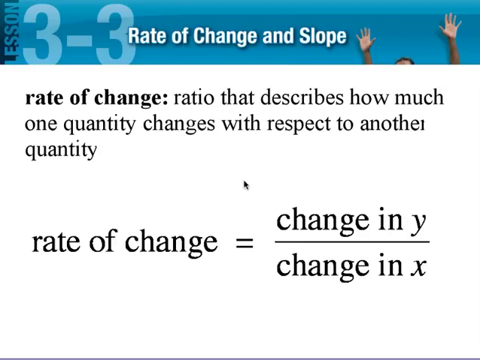How much one quantity changes with respect to another quantity. Okay, so how much does it change? And so if you notice, we defined the rate of change as the change in y divided by the change in x. Make sure you get that down. That's not a typo. Change in y is on the top. Change in x is on the bottom. Okay, so make sure you get that down. Change in y over change in x.